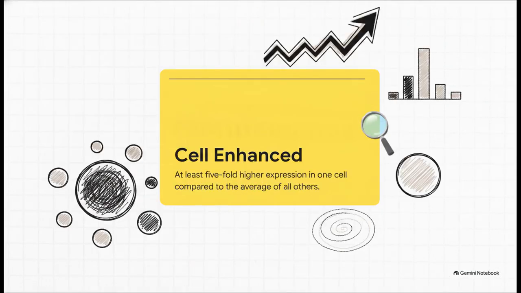And finally, we've got the cell-enhanced classification. This identifies genes with an expression level 5 times higher than the overall average of all other cells. So they might not quite meet the strict absolute criteria of the first 2 groups. Maybe there's a little bit of noise or lower level expression happening elsewhere, but they are absolutely showing a massive, biologically relevant enhancement in a particular cell type.